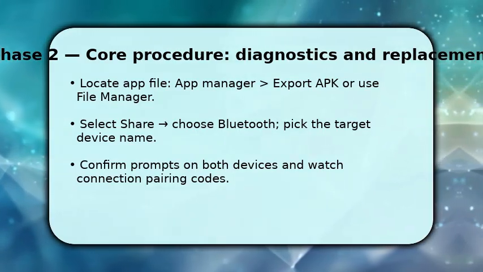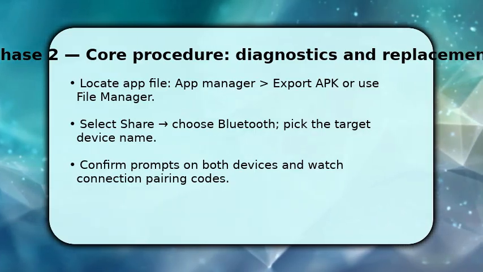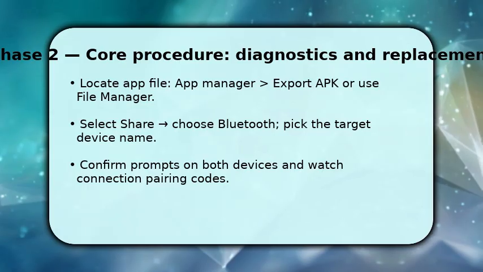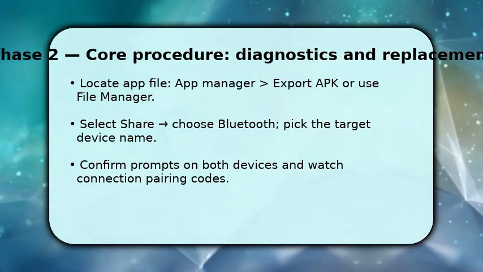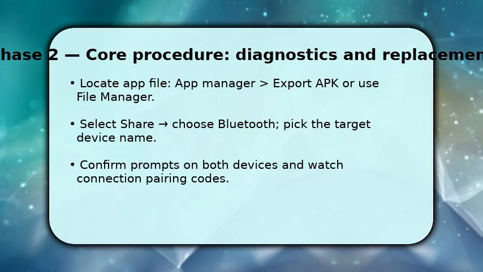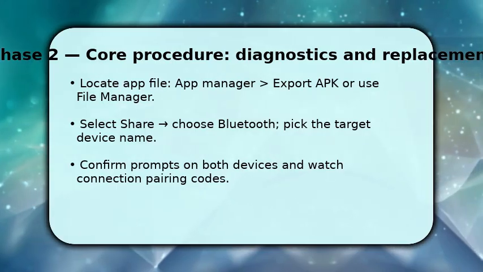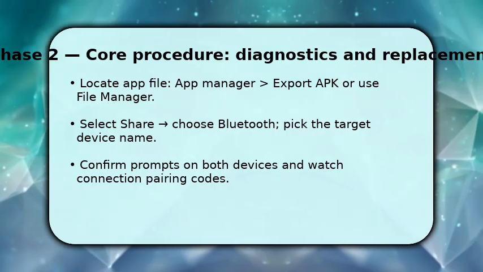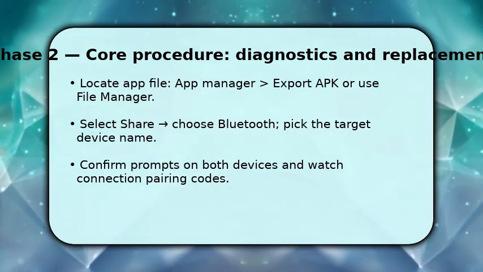Tap Share, choose Bluetooth, and then select the paired device name. You'll see a pairing code or prompt. Confirm it on both devices to ensure a secure link. Transfer begins after confirmation, and progress appears as a percentage or status bar. Make sure you don't move out of range. A sudden distance or phone sleep can pause or cancel the transfer midstream.